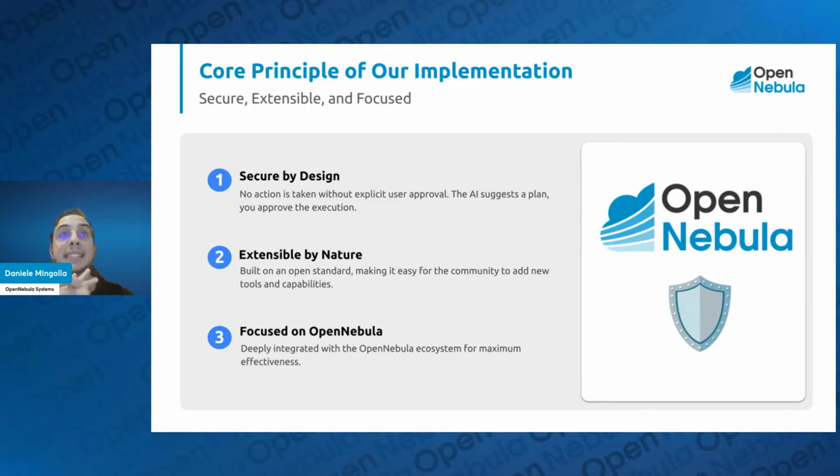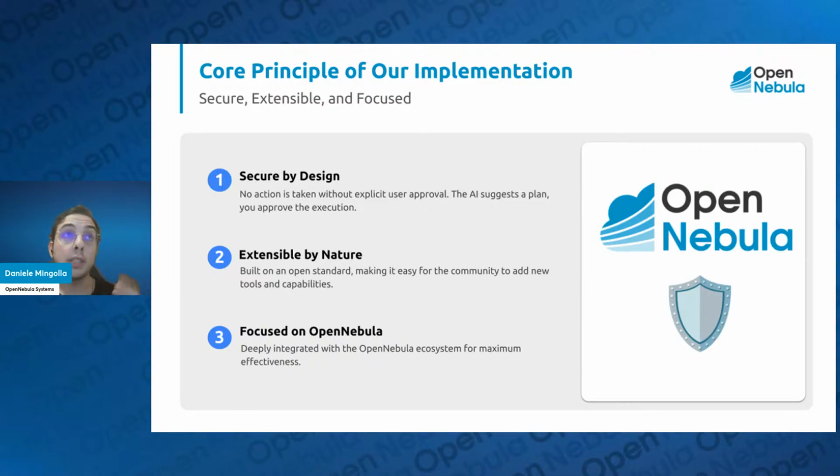Okay. Extensible by nature. What does it mean? This means that the MCP server has been built on an open standard, of course, and it's very easy, and later I will show how to do it, to improve this tool and to adapt it to your own use cases. So you don't need to know a lot about coding, but you can just enter the code base of our MCP server. You can just literally change some markdown files that are instructing the MCP server on what it can and what it cannot do.